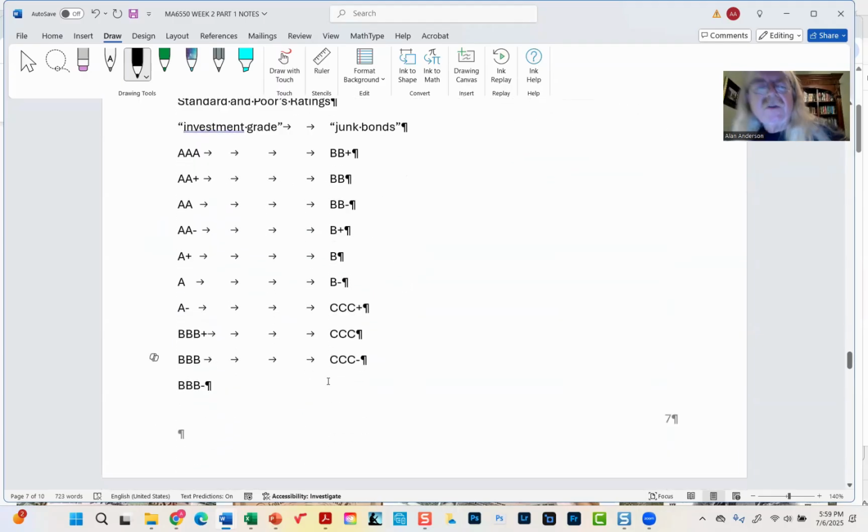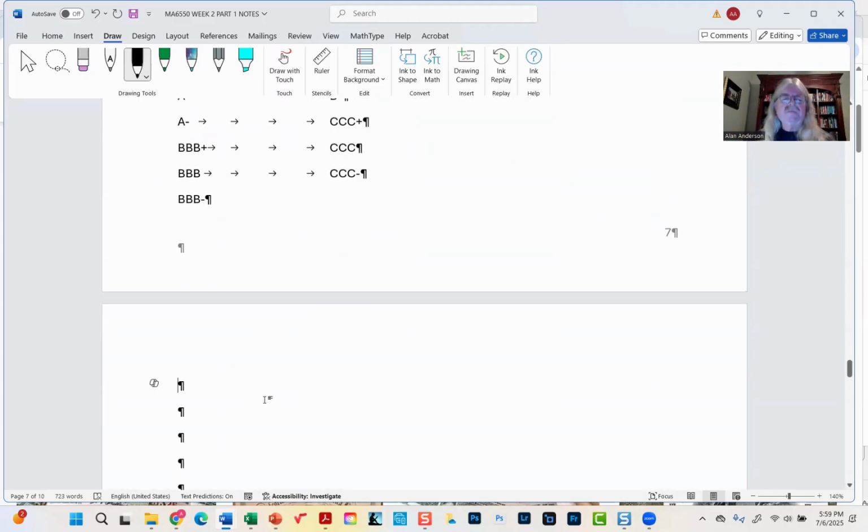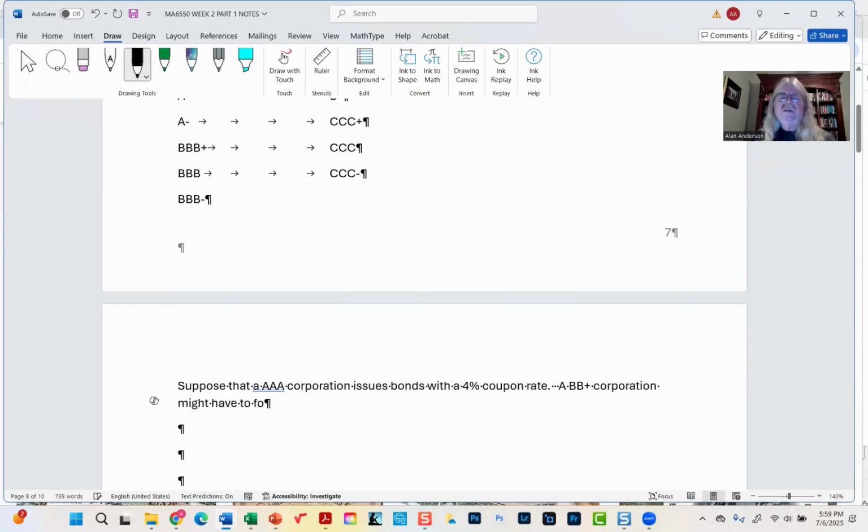So anyway, the reason why I showed this to you is because I want you to see that if, for example, suppose that a AAA corporation issues bonds with a 4% coupon rate, a, let's say, double B plus corporation might have to offer investors, let's say, a 9% coupon rate in order to entice them to buy the bond. Otherwise, nobody will touch it with a 10-foot pole.